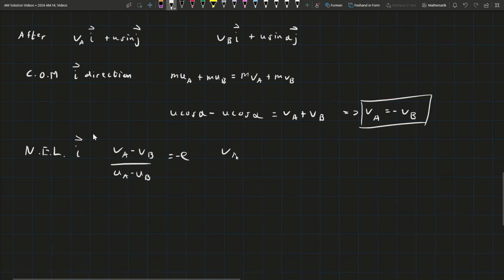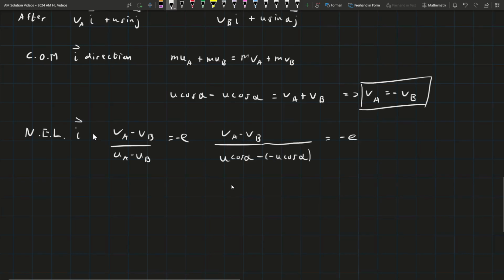So VA minus VB, we don't know those, we're trying to find those, over UA, which is just U, or sorry, it's U cos alpha, I keep forgetting that, because we're talking about the i direction, minus, and then we have minus U cos alpha again for B, because they're going in opposite directions. That'll be equal to minus e. That means that VA minus VB, so we have U cos alpha plus U cos alpha, that's 2U cos alpha, which means that we can bring that up here, equals minus e times 2, because there's two of them, eU cos alpha, as I had here.